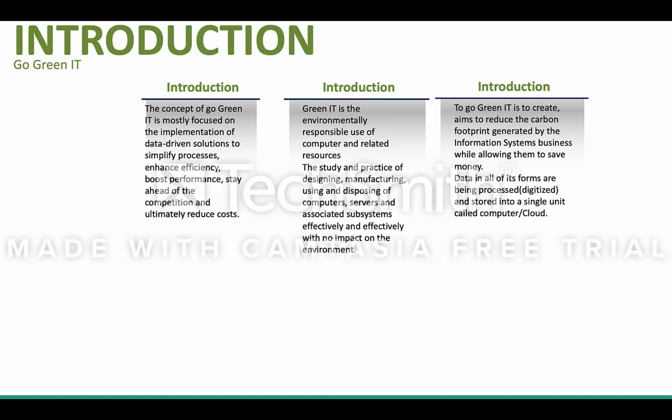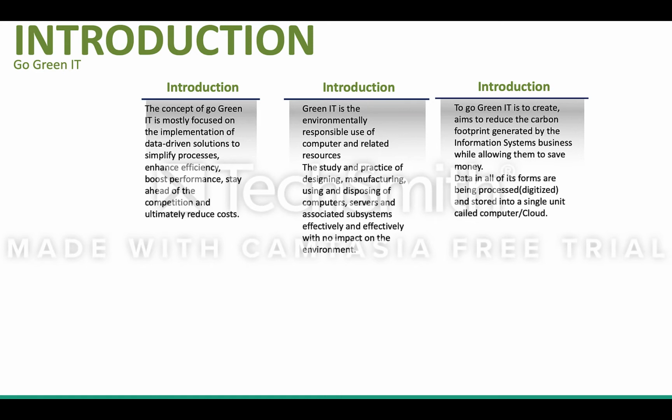So, introduction. The introduction is all about the concept of green IT, which is most focused on the implementation of data-driven solutions to simplify processes, enhance efficiency, boost performance, stay ahead of the competition, and ultimately reduce cost. We also refer to green IT as the environmentally responsible use of computers and related resources: the study and practice of designing, manufacturing, using, and disposing of computers, servers, and the associated subsystems effectively with no impact on the environment.